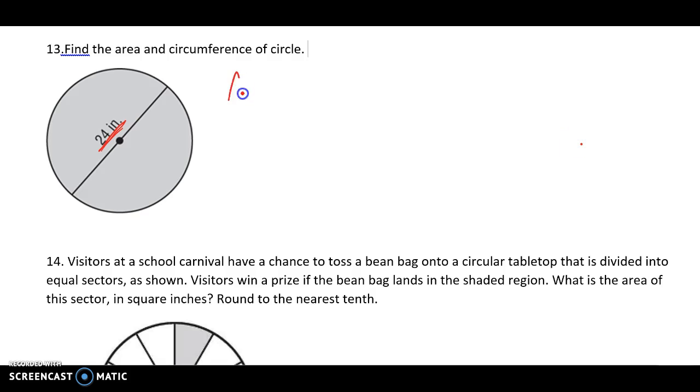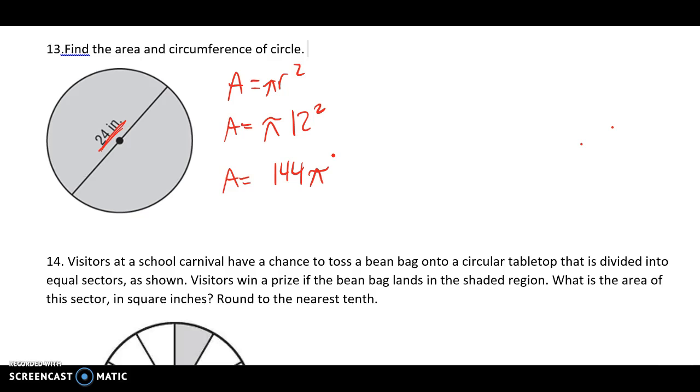Alright, so first area. Remember, area equals pi r squared. The only thing we have to be careful of is that we're given the diameter, so we know half of that will be the radius. So then area will equal pi times 12 squared. And then last step, area equals 12 squared is 144 pi.